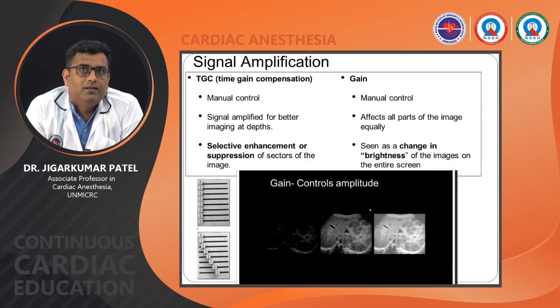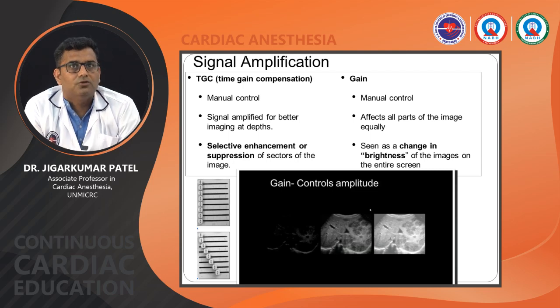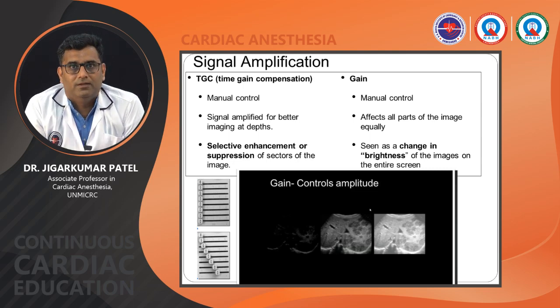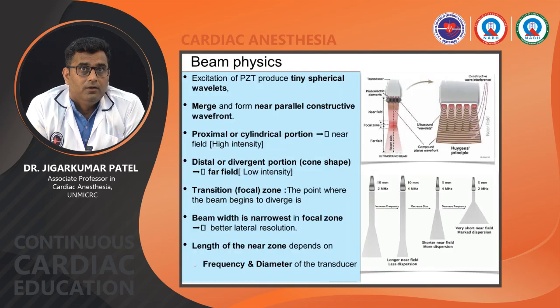Similarly, simple gain affects all parts of the image and is seen as a change in the brightness of the image on the entire screen. So if you rotate this knob, you will get improved brightness in the whole image, not a single part. So these two types of signal amplification methods we are using.